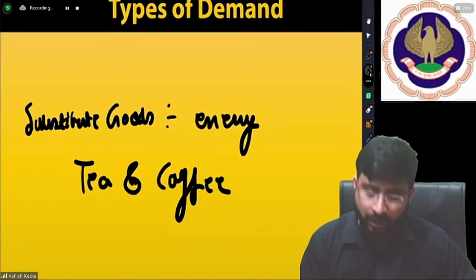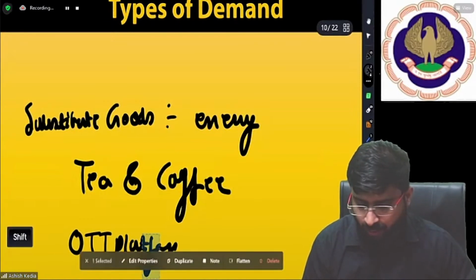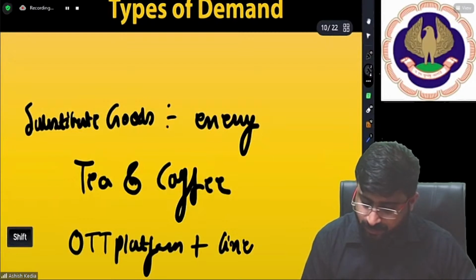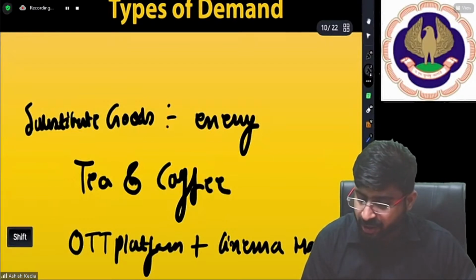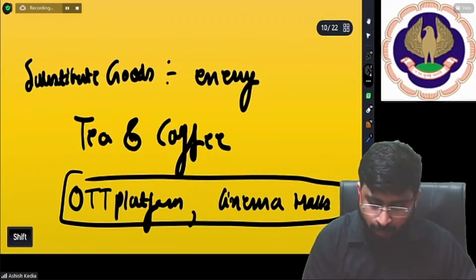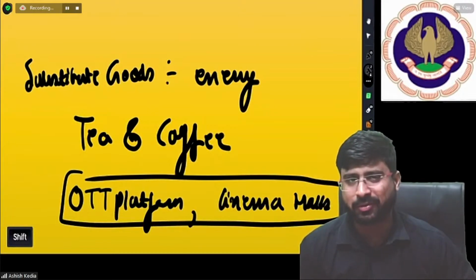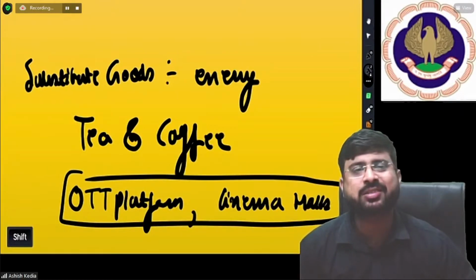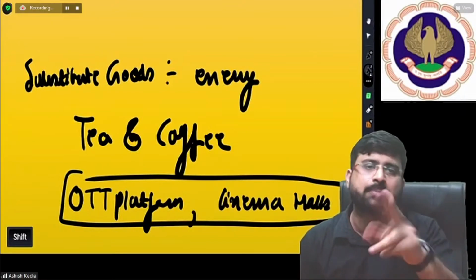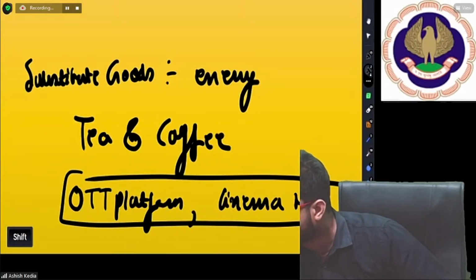You could also say, nowadays, OTT platforms and cinema halls are somehow substitute goods, because if an individual is watching a movie on an OTT platform, more often than not they will not visit the cinema hall. At least some of them will not. So somehow they are substitutes. Got it? Substitute goods means the same thing, but competing goods, right? Right.